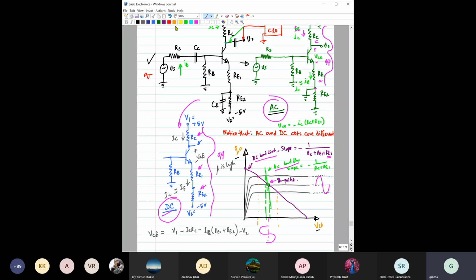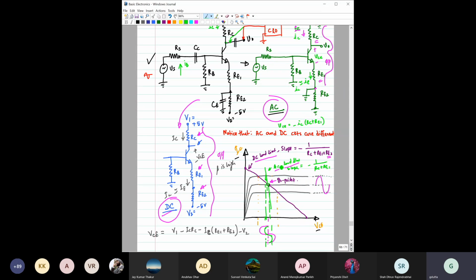But if you now consider this AC load line, then you see that it is cutting it here and it is cutting it here. So that way you can see the change across V of CE should not be the pink, as shown using this pink, which we are getting from the DC load line, but it should be as shown in this green line, which is following the AC load line.